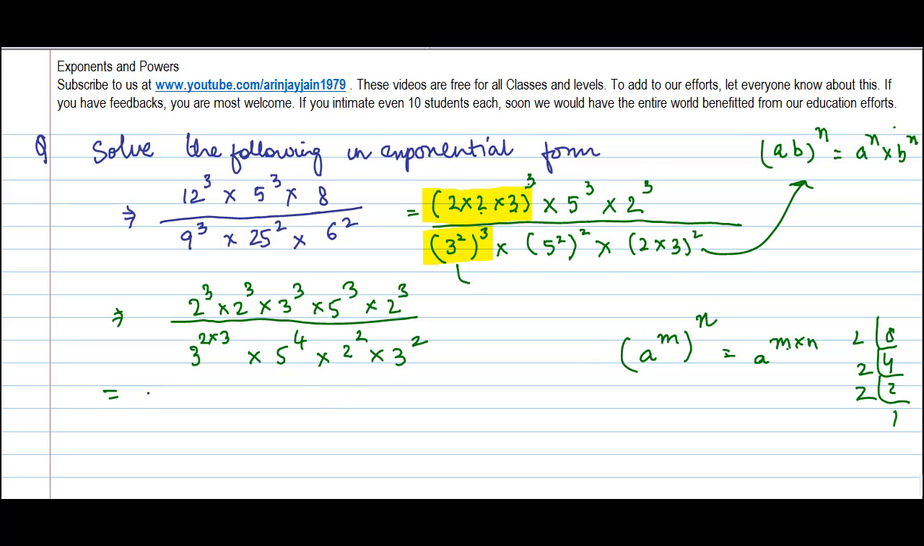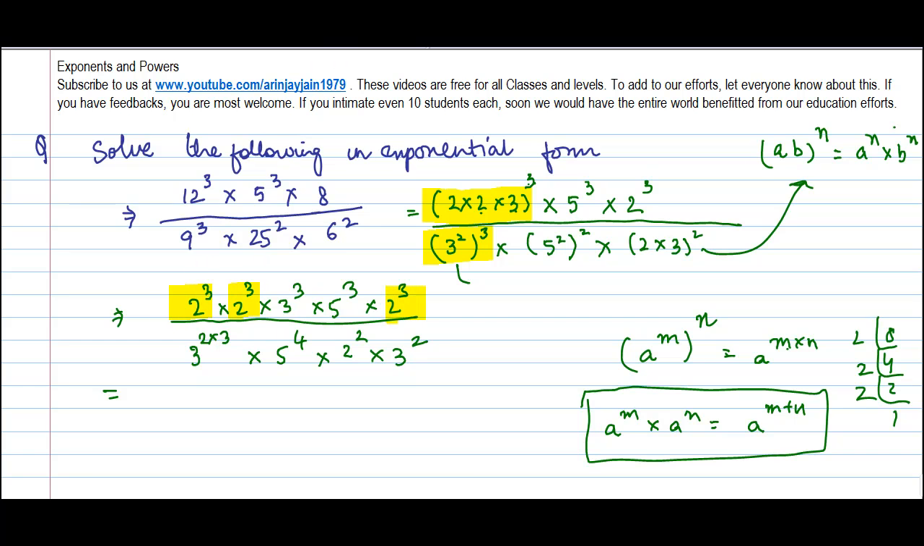Right? Now, just to make life more simple, you add this up. So you know that a to the power m into a to the power n is equal to a to the power m plus n. So what I do is I take them one by one. I first take 2. So what do I have? 2, 2, and 2. So I can write this as 2 to the power 3 plus 3 plus 3 into 3 cube into 5 cube.